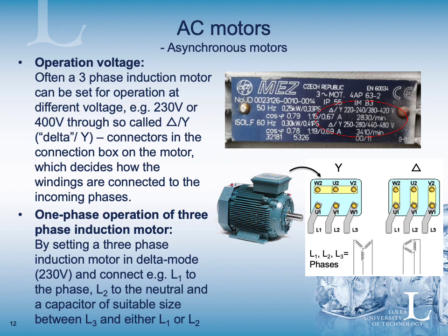Here is one example on the mark plate where you can see delta Y, where delta then is 230 volt and Y is 400 volt.